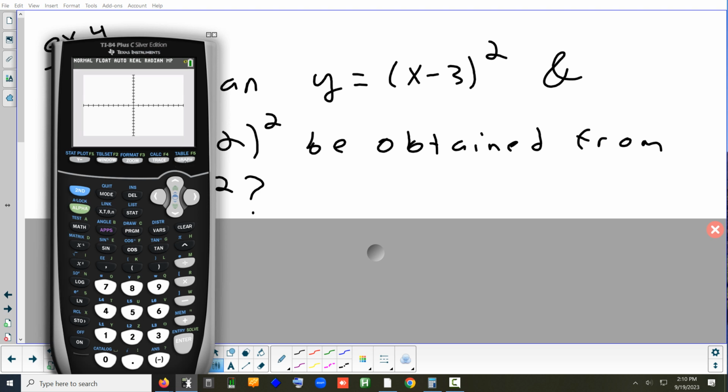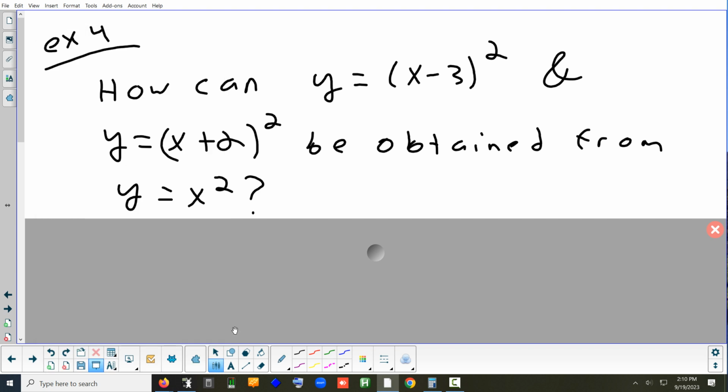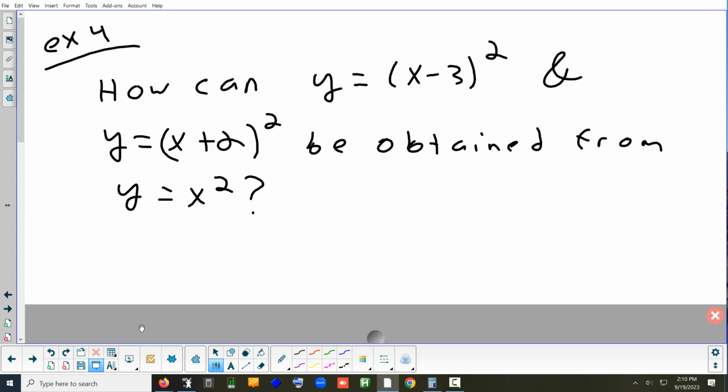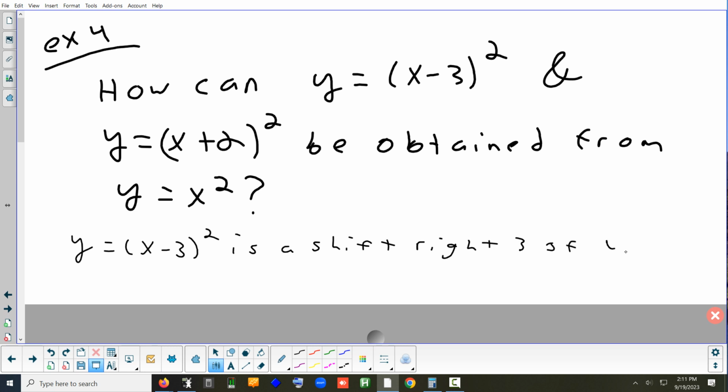Well, let's graph it. Here's the original, with the vertex at the origin. And here's the minus 3. It does go to the right 3 units. Okay, so minus 3 will shift right 3. So y equals x minus 3 squared is a shift right 3 of y equals x squared.